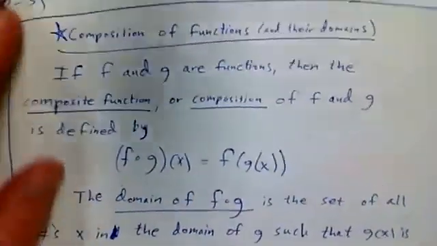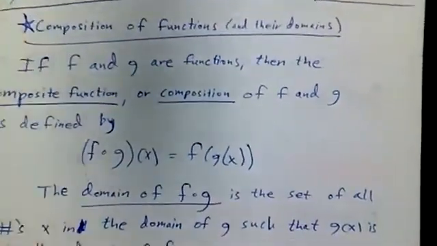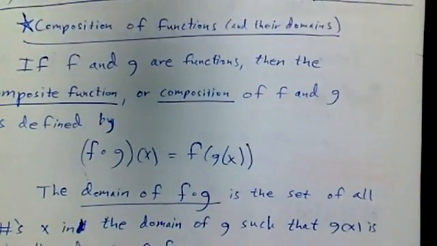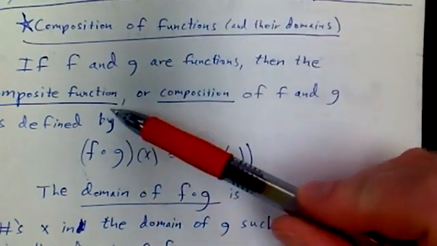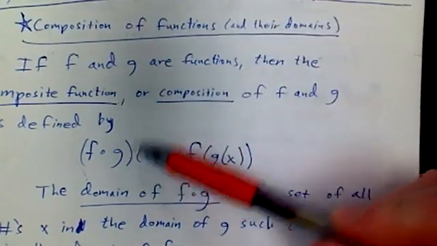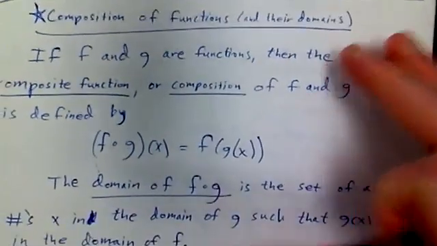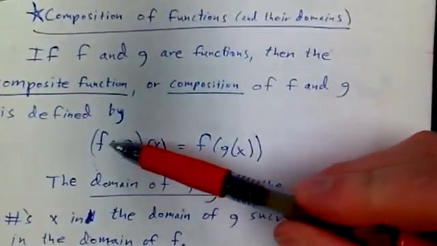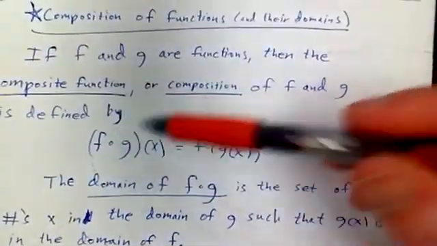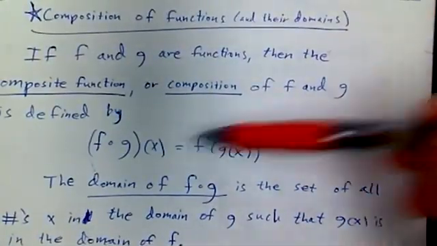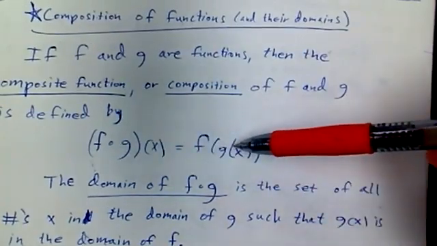Okay, 2.8, last video. Composition of functions and their domains, more of a special type of composition. If f and g are functions, then the composite function, that's what I'll call this, or composition of f and g, is defined by, we can say f∘g of x, that's how I like to say it. It really means f of g of x, okay? So if you see this, it means this.